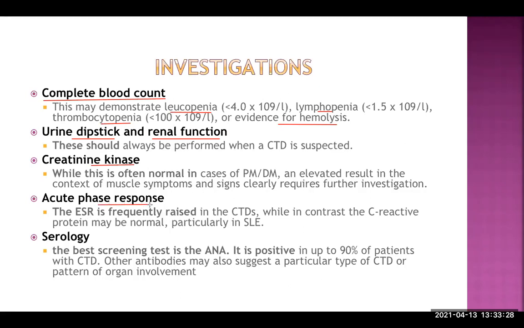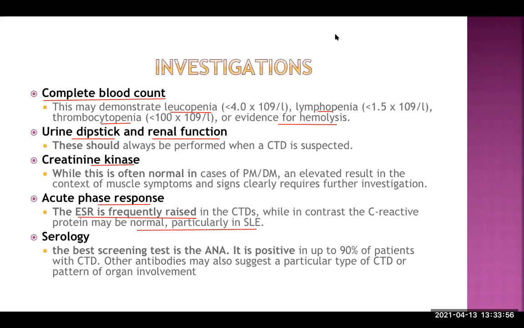Acute phase reactants are routinely checked, like CRP and ESR. These are called acute phase reactants. So ESR is frequently raised in connective tissue disorder, while in contrast, the C-reactive protein may be normal, particularly in SLE. But in others, the CRP also may be high, and CRP is mainly high in infective conditions.